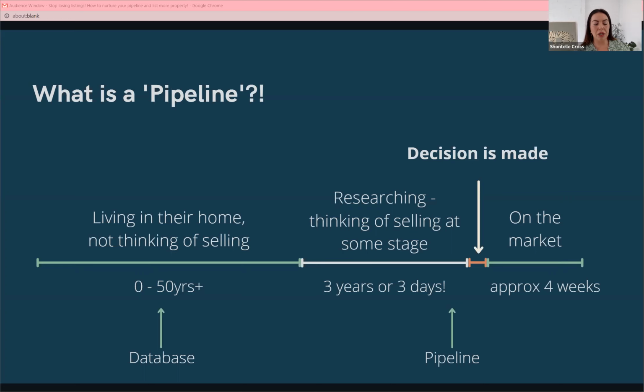So it doesn't mean we're going to call them every day for the next 2 years. Obviously, they're not going to appreciate that. But it does mean that we can really add value to them for a longer period and guarantee us the chance of listing the property.